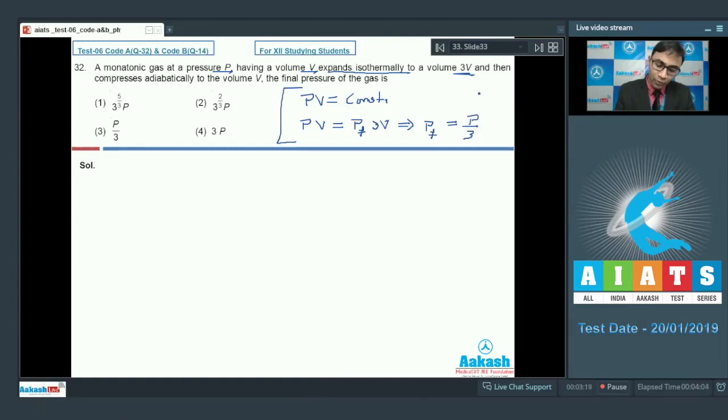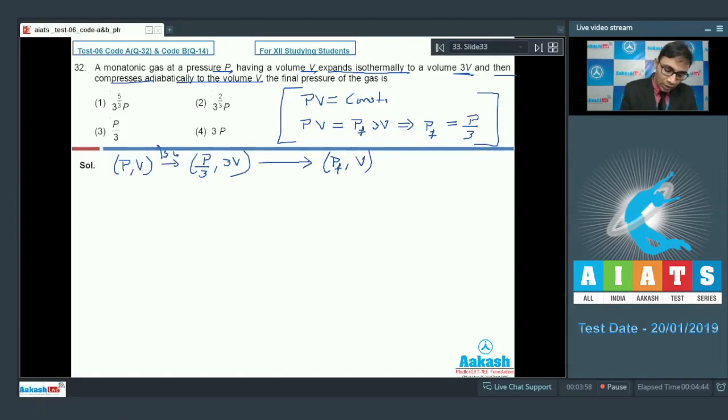So this is our first step, that is the isothermal process. So we can say that for the isothermal process the gas changes from P comma V to pressure P by 3 and volume 3V. Now the question says that it then compresses adiabatically to volume V. So again this gets compressed adiabatically to a volume V, but we don't know the pressure. We have to calculate the final pressure. So this is for isothermal and this is for adiabatic, right?